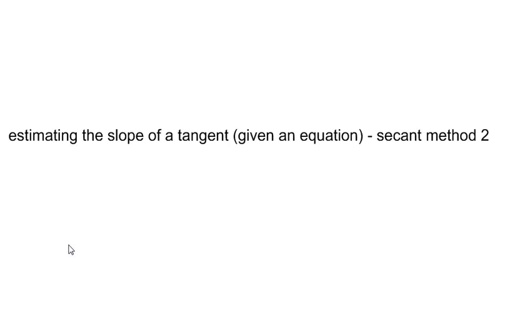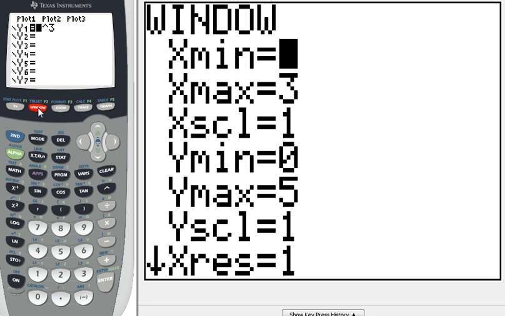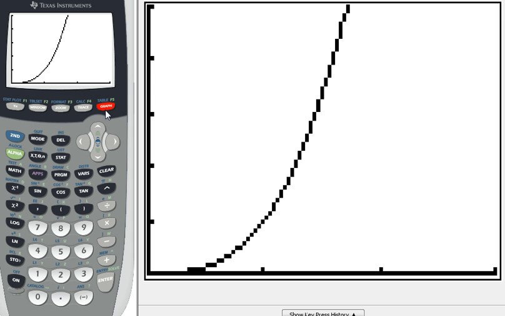Estimating the slope of a tangent given an equation, secant method 2. In order to illustrate this subject, we're going to use the function f of x is equal to x to the power of 3. Under this window, we're going to go 0 to 3, 0 to 5, which produces a graph that looks like this. And we're going to concentrate on what the slope of the tangent would be at x is equal to 1.